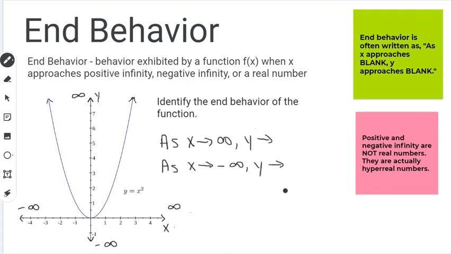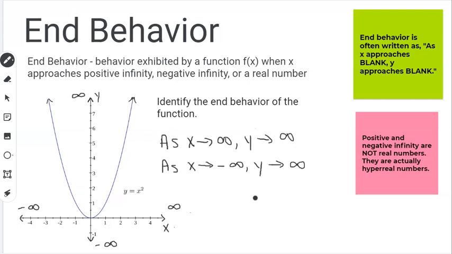Let's do the right side first. As x approaches positive infinity, we're going to the right. When we go to the right, what does the function do? Does it go up or does it go down? It's going up, right? So we say y approaches positive infinity, because you're going all the way up on the y-axis. Likewise, as x approaches negative infinity, that means you're going to the left. What does the function do as you move to the left? It's also going up, right? So we can say y is also approaching positive infinity as x approaches negative infinity. That's the answer for that one.